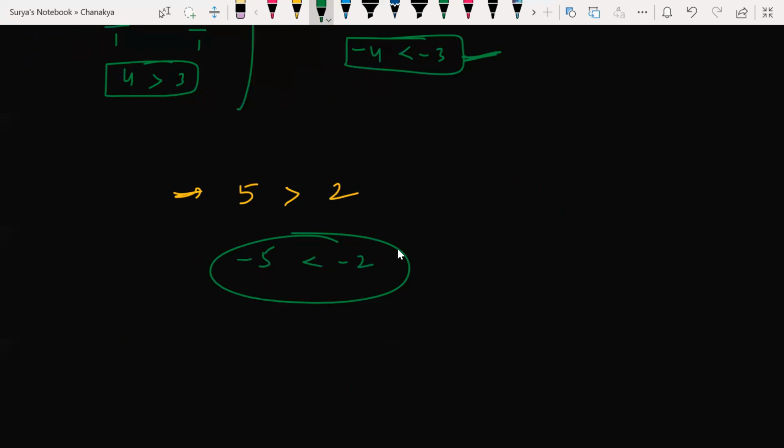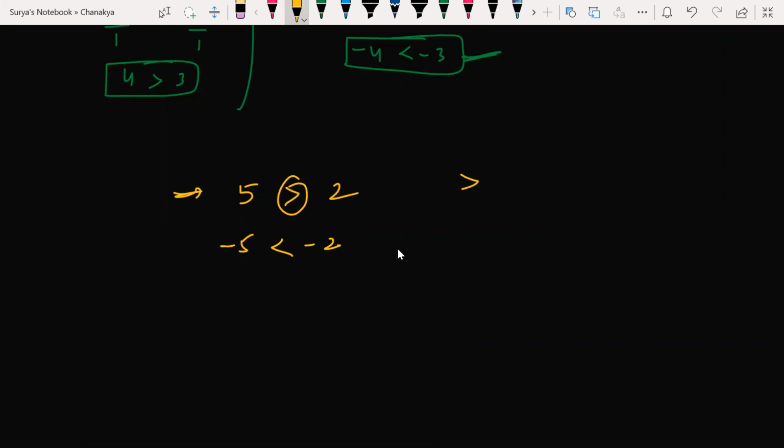When you add or subtract, the inequality is not going to change. But when you multiply with a negative sign on both sides, what happens? The inequality greater than becomes less than.